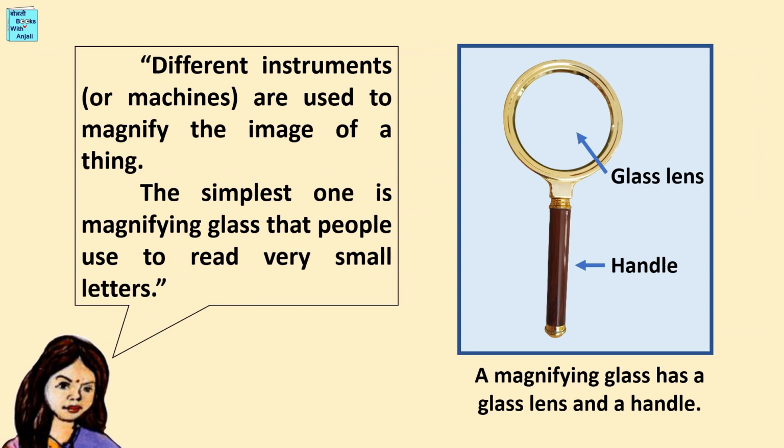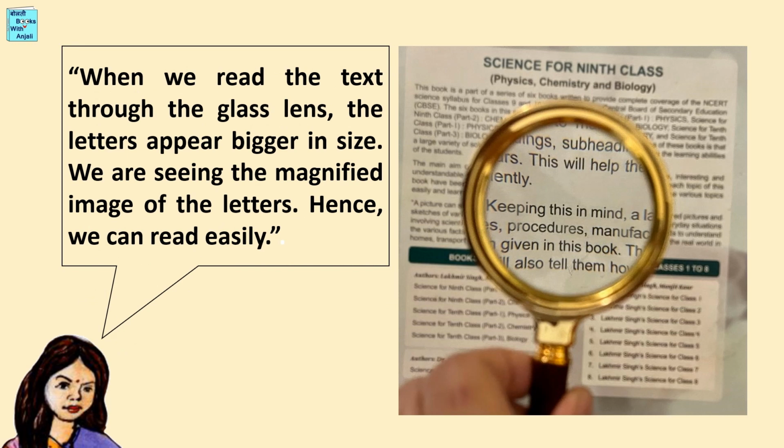Different instruments or machines are used to magnify the image of a thing. The simplest one is a magnifying glass that people use to read very small letters. A magnifying glass has a glass lens and a handle. When we read the text through the glass lens, the letters appear bigger in size. We are seeing the magnified image of the letters. Hence, we can read easily.